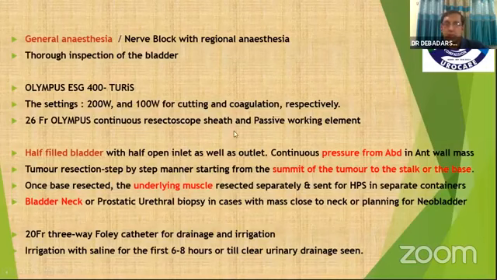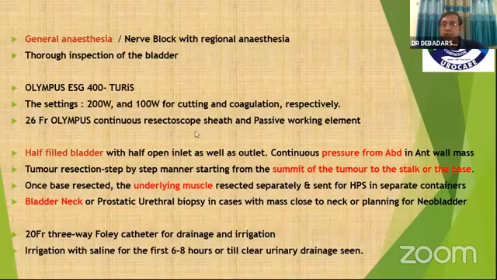I have to put this patient on general anesthesia or a nerve block. Then I have to inspect the bladder. I usually use the Olympus ESG 400, and the settings I always keep at 200 watt for cutting and 100 watt for coagulation. Use a 26 French Olympus continuous resectoscope, passive working element. Always I have in mind a half-filled bladder.